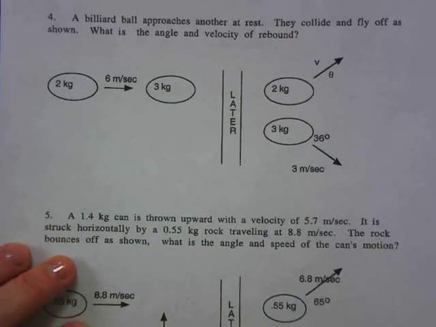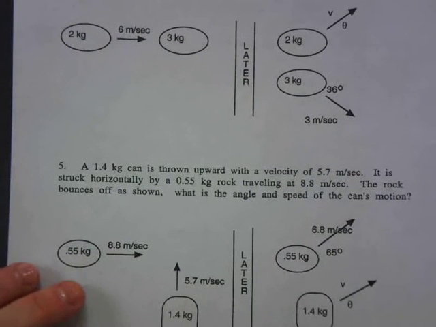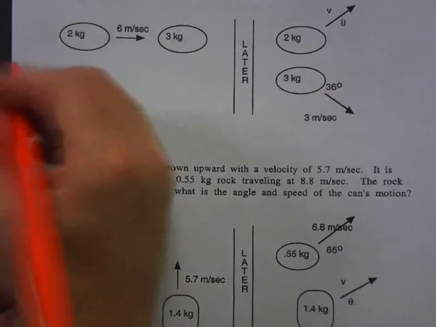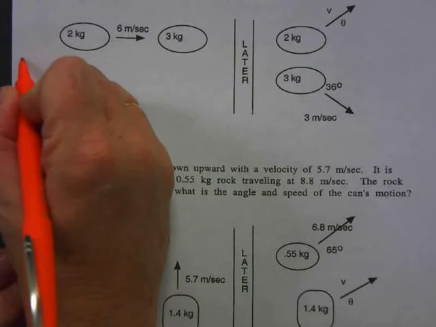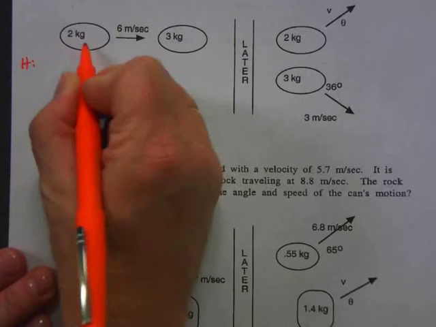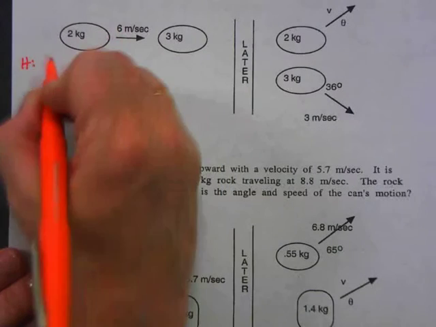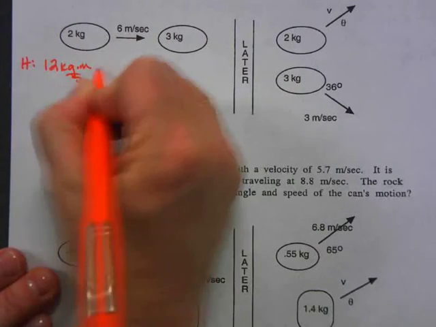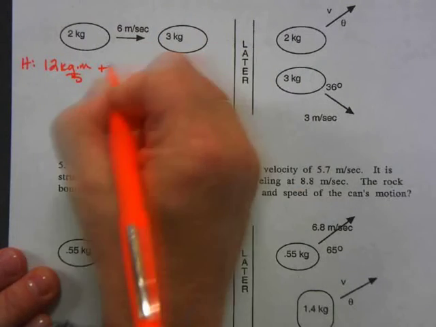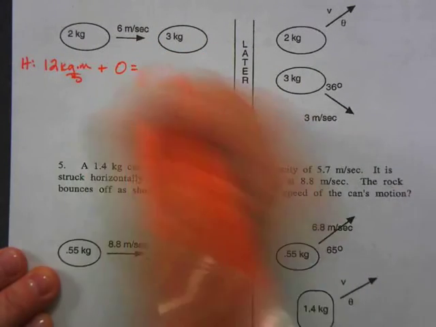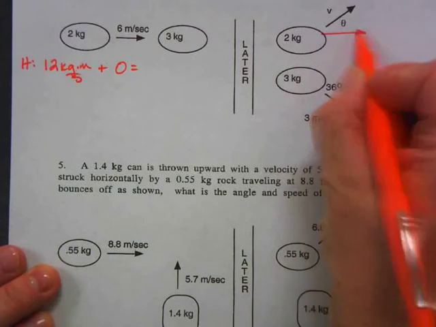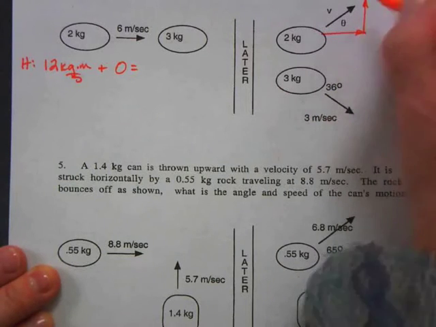Okay. These are elastic, so they don't stick together. And the same method, the same approach holds true. So horizontally, the momentum is 6 times 2, or 12 kilogram meter per second. This is sitting still, so that's 0. And it's going to equal a sum of the horizontal momenta after collision.